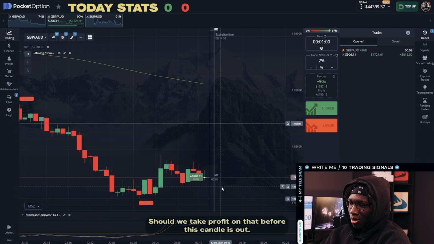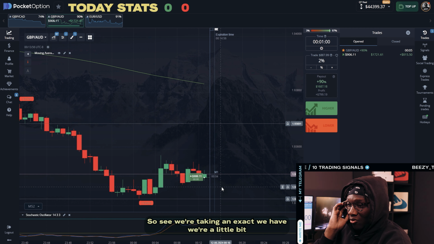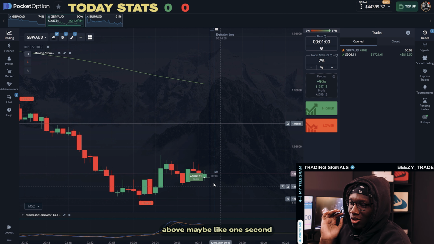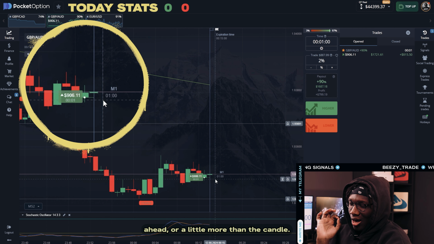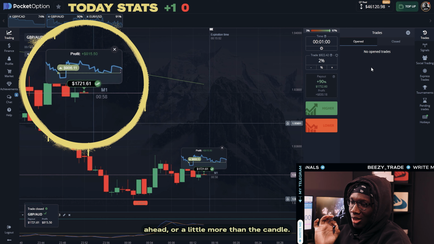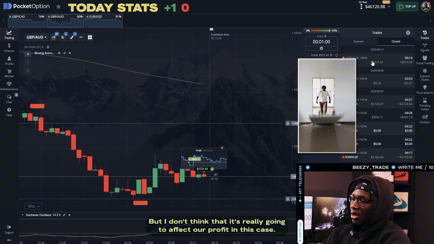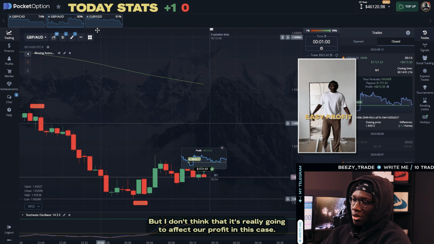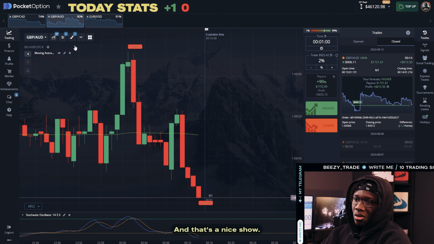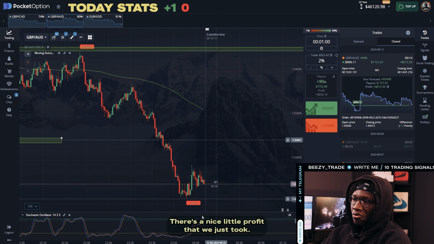Should we take profit on that before this candle runs out? So see, we're targeting exactly. We're a little bit above, maybe like 1 second ahead, or a little more than the candle, but I don't think that it's really gonna affect our profit in this case. And that's a nice... show you right there. That's a nice little profit that we just took.